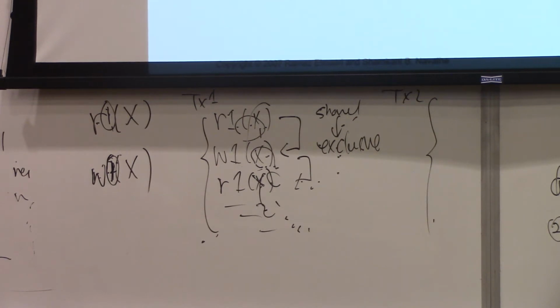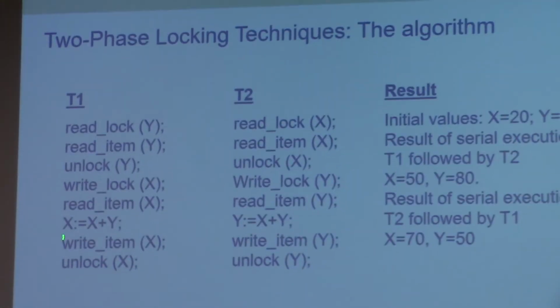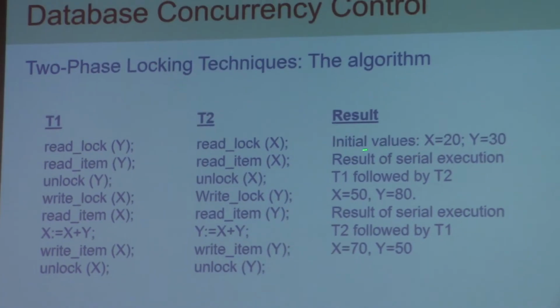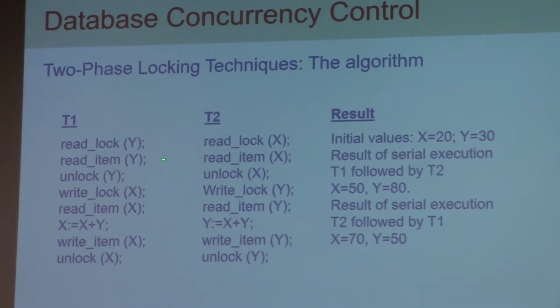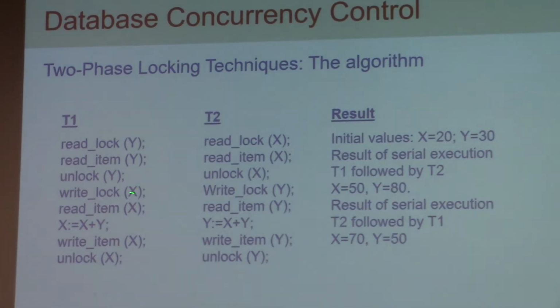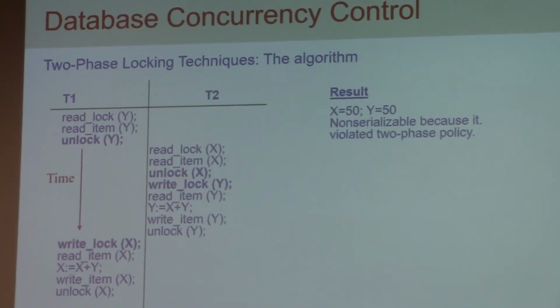So this is transaction 1 and this is transaction 2. This is a timeline. First, read lock on Y, read lock on X. Any problem? So far no problem. You can get the lock of this one, and read item Y and read item X. No problem. Unlock Y, unlock X. No problem. And write lock X and write lock Y. No problem because both of them are released. And read item X, Y, and so on. So no problem. It can be serialized.